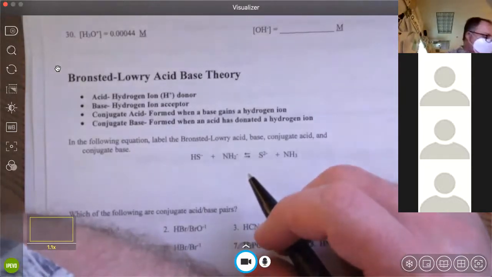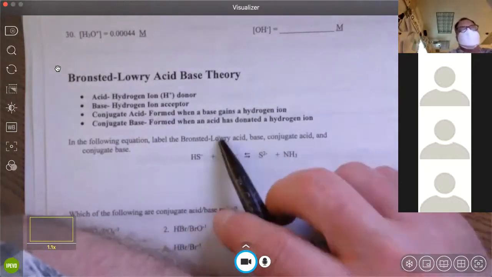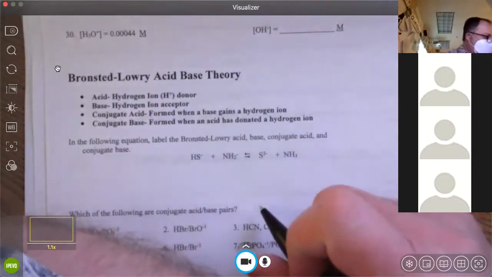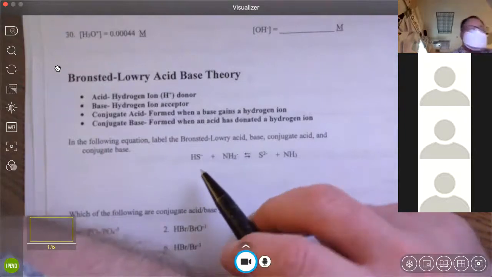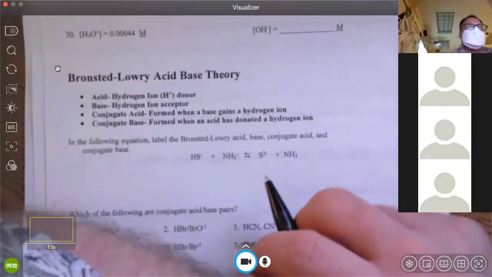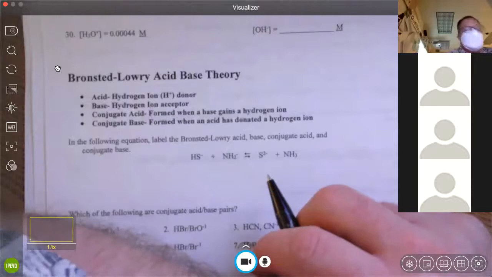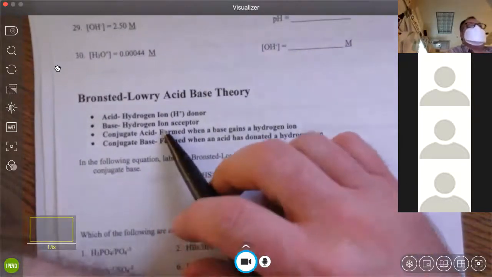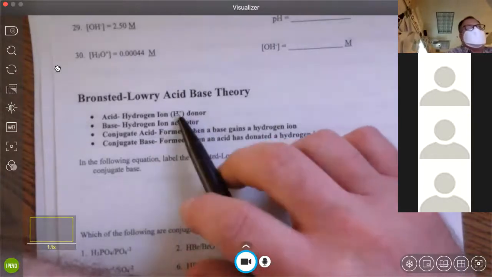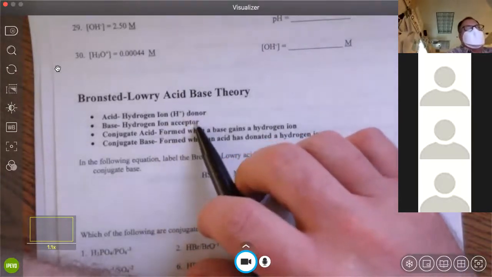If it starts with an H, it's an acid. If it ends in an OH, it's a base. The problem with this is certain things did not end in OH. Bronsted and Lowry saw this, so they came up with the definitions as such. An acid is a hydrogen ion donor. A base is a hydrogen ion acceptor.